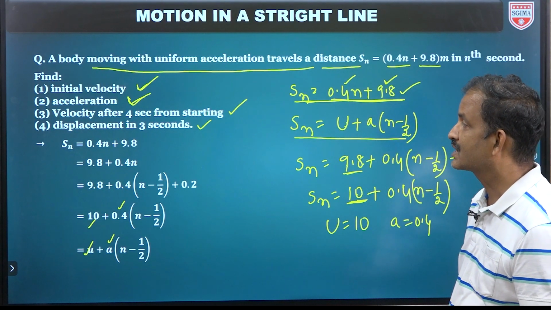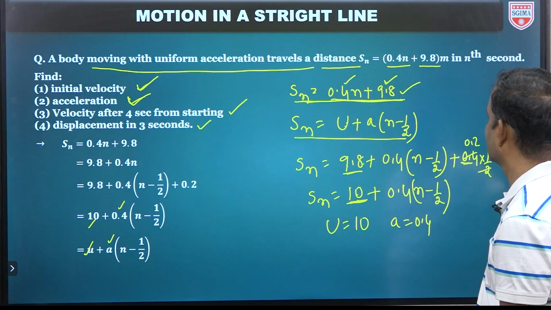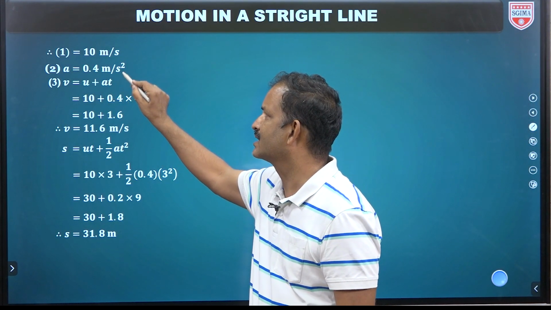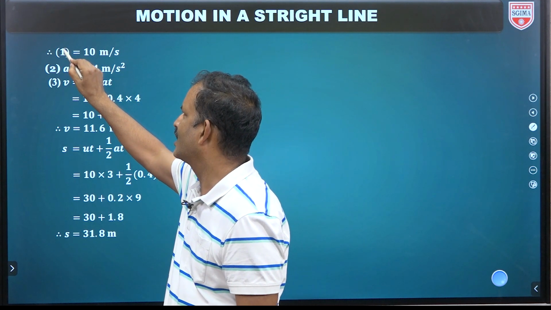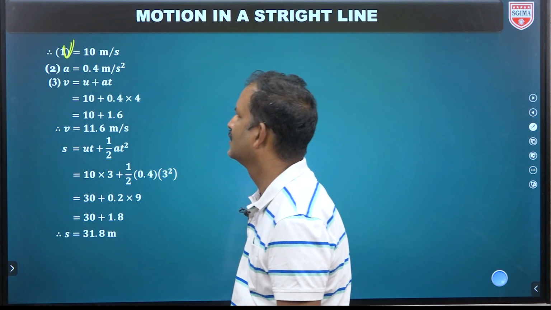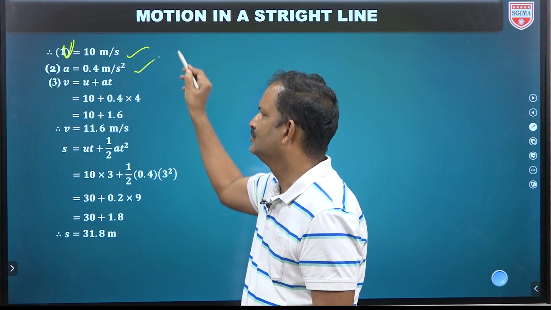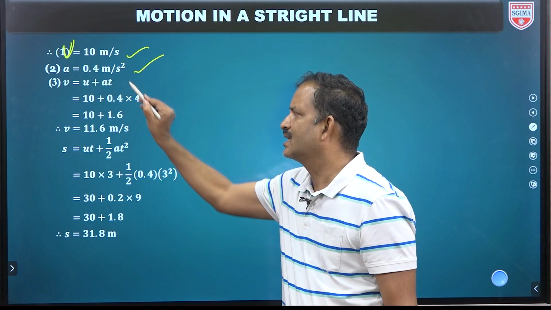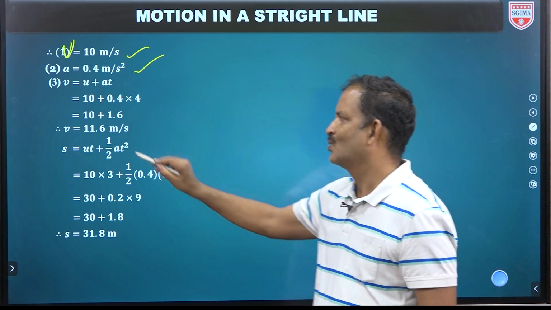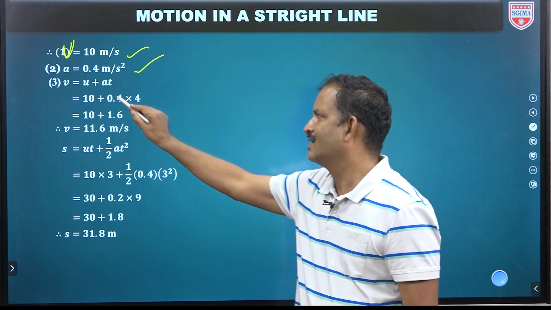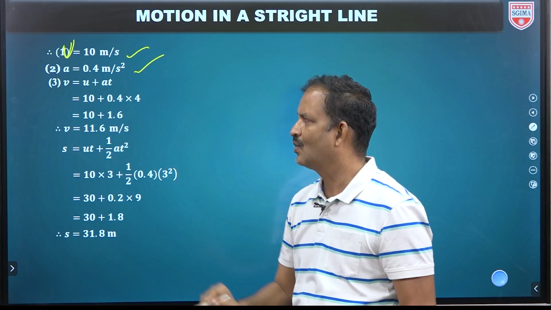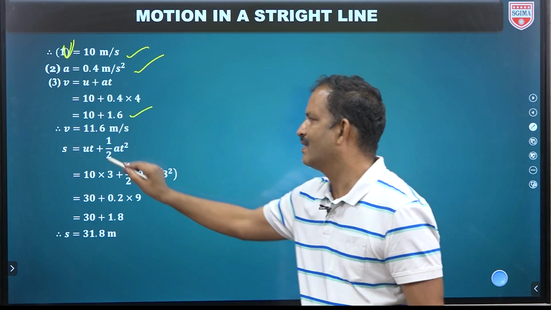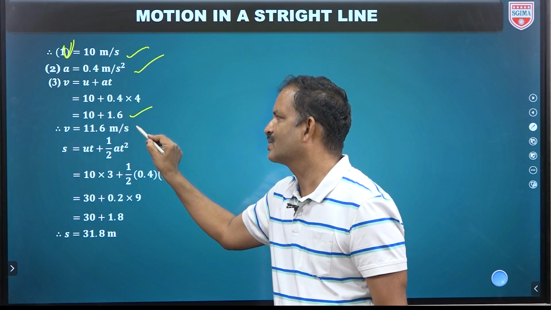Velocity after 4 seconds from starting. Already we wrote that U value, this is U value, and this is A value. I am writing that V is equal to U plus AT formula. U is 10, A is 0.4 into T, which is 4. So, 10 plus 1.6. V value is 11.6 meters per second.